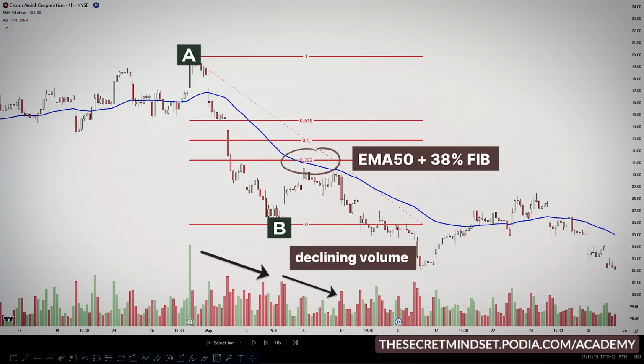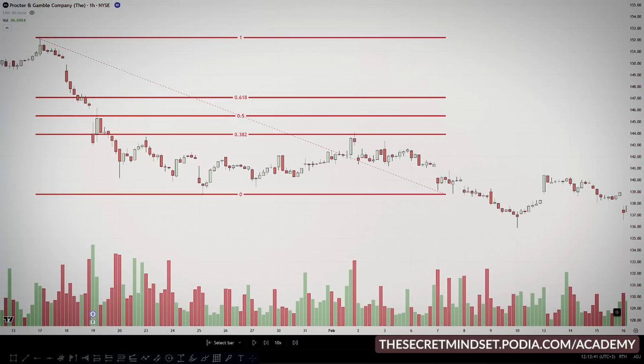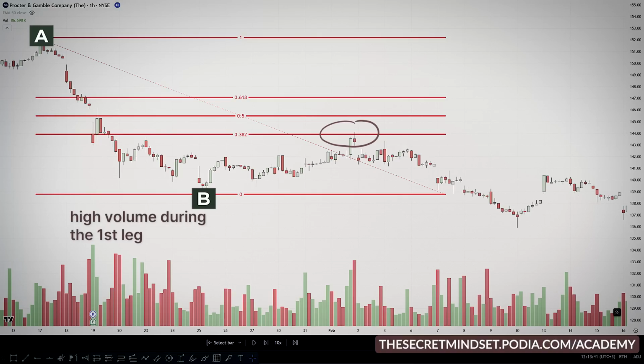Wait for that volume spike after the bounce. That's your confirmation. This method works in downtrends too. If price is falling and then hits a Fibonacci resistance level, watch the volume. If it drops off as price goes up to the level, sellers might be running out of steam. A big volume spike downwards after touching the level could signal more downside to come.